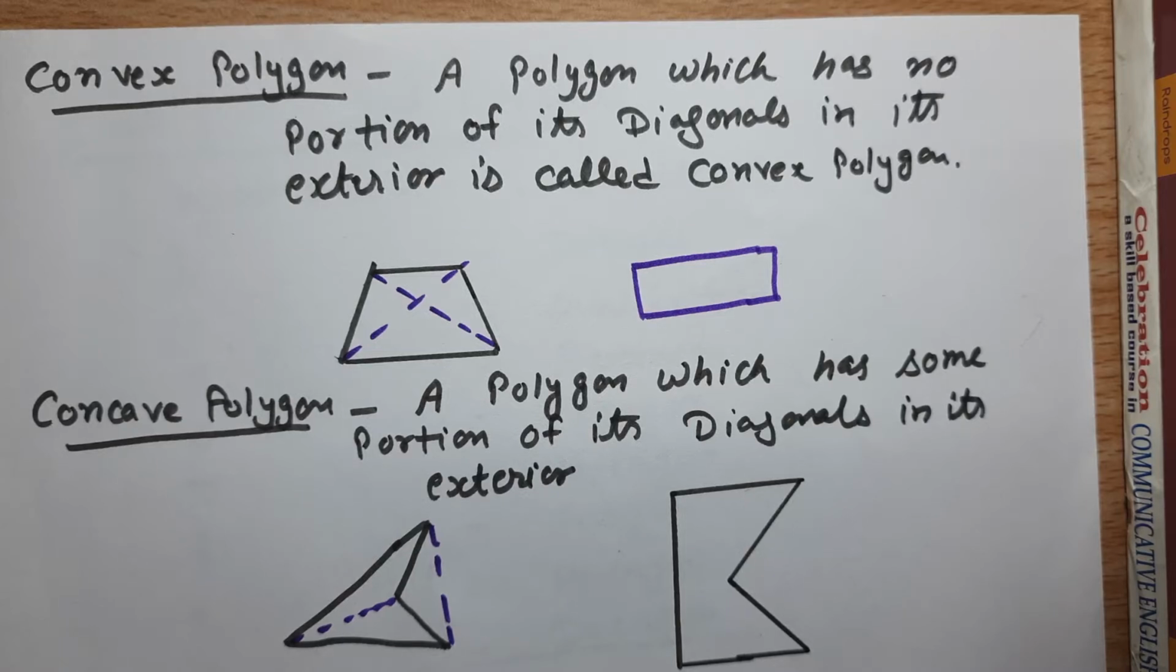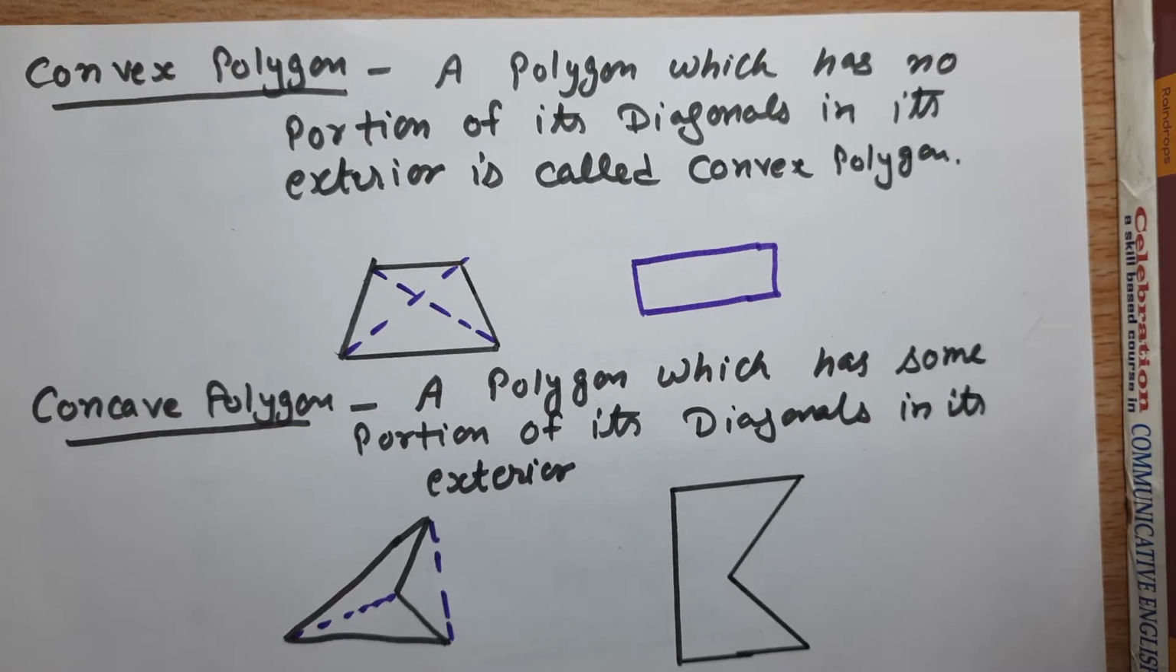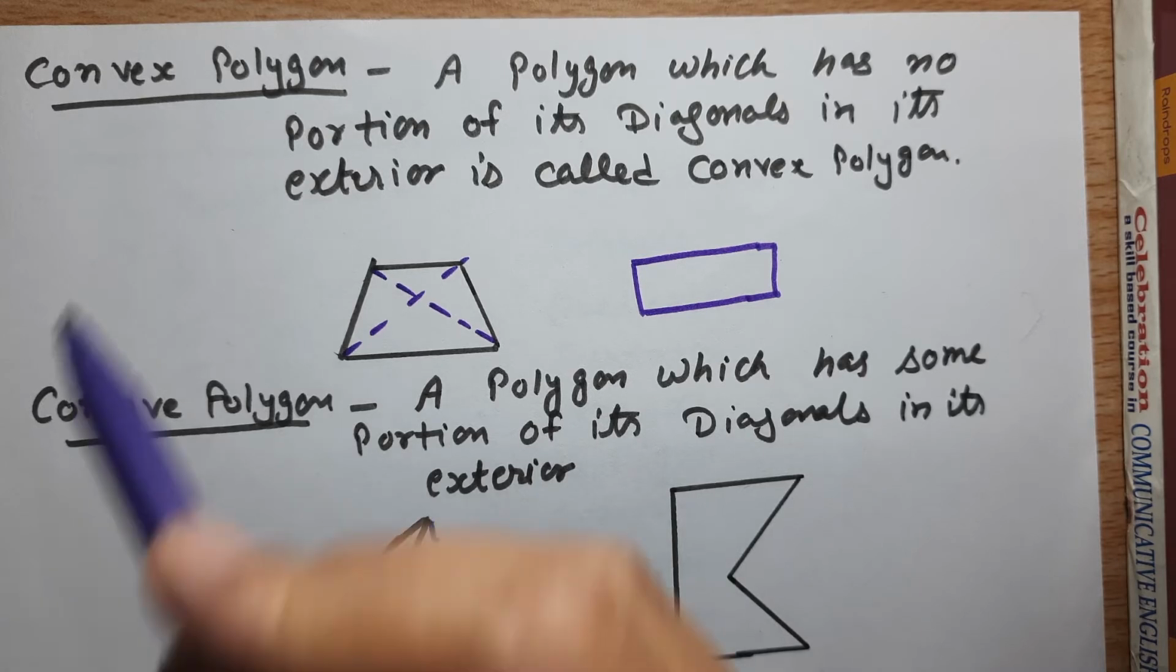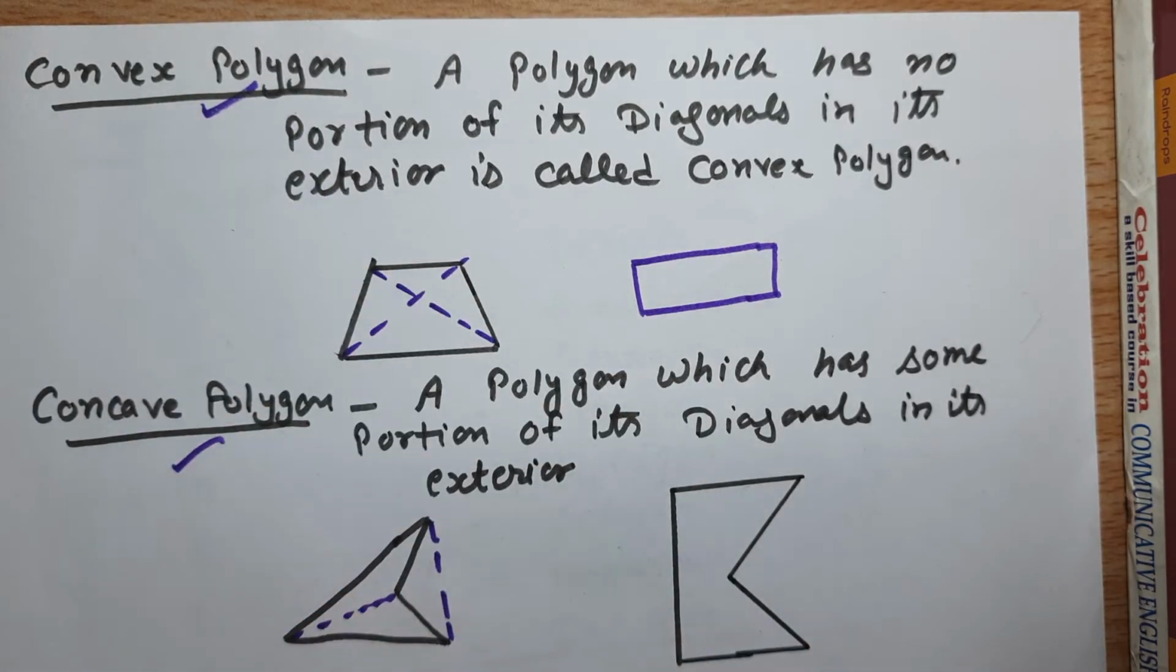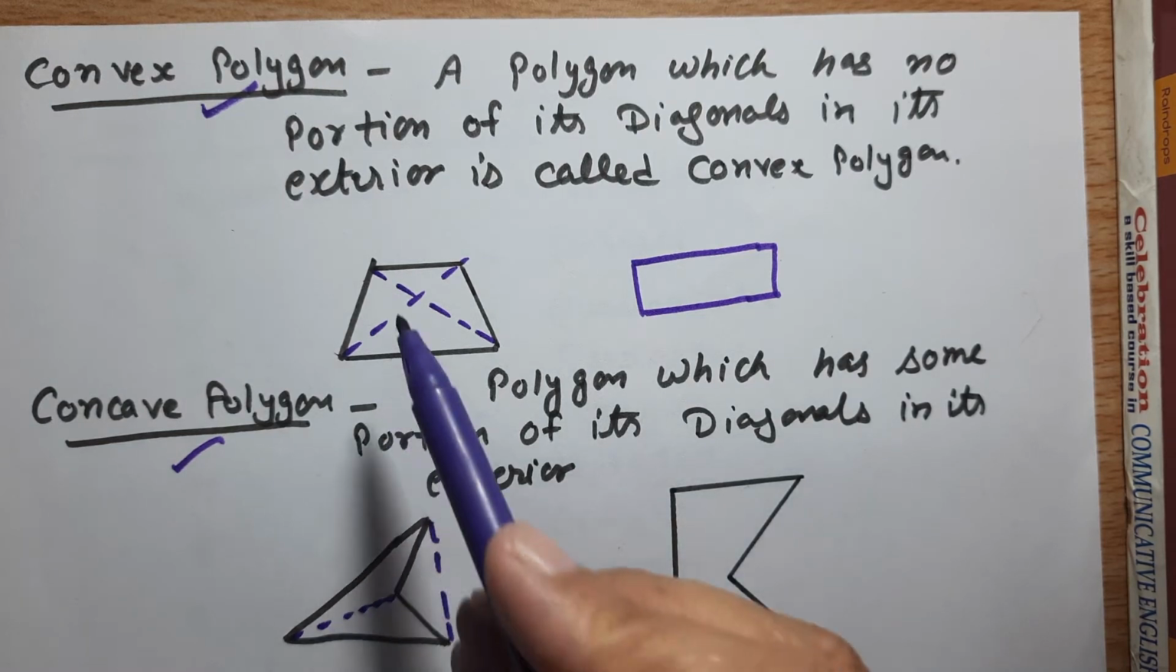Yes, children, we have understood about the diagonals. Now we will understand about convex polygon and concave polygon. Now understand from the figure.